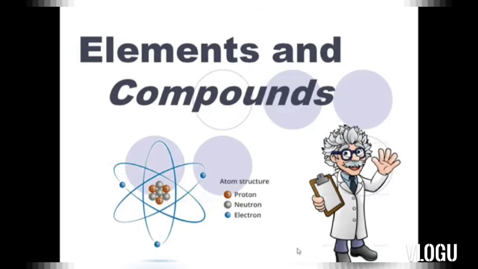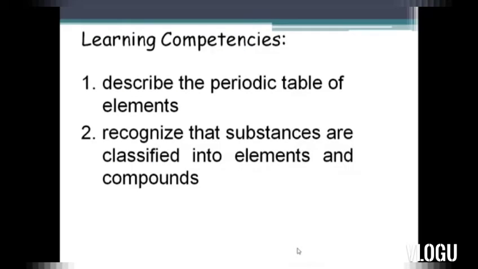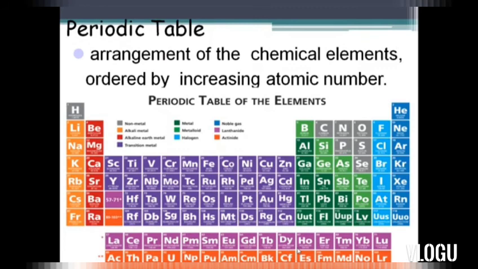Ito ay ang topic mula sa Science 7 at ito ay may lesson title na Elements and Compounds. We're discussing now the elements and compounds. The learning competencies or the targets are to describe the periodic table of elements and to recognize that substances are classified into elements and compounds. So let's see. This is an example of the periodic table.